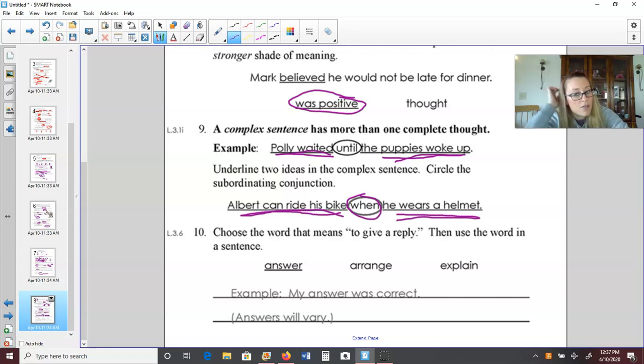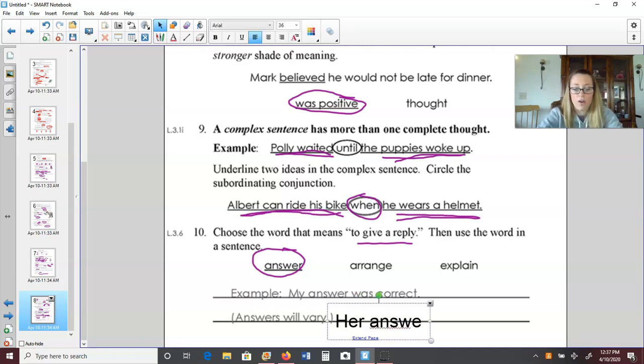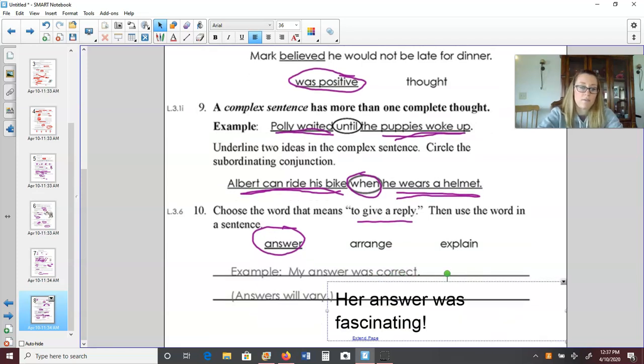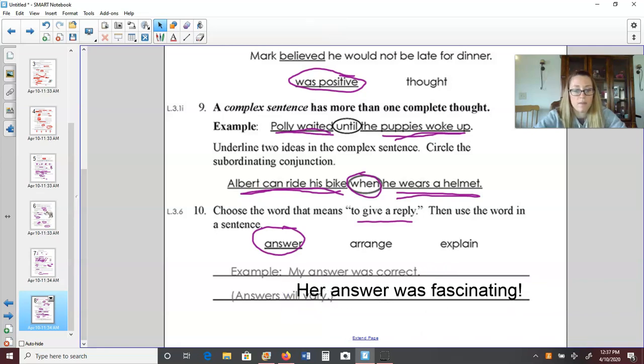And number 10, choosing the word that means to give a reply. So answer, arrange, or explain. So when you give a reply, you are giving an answer. And their example was, my answer was correct. So I might say, her answer was fascinating. For my example. Okay.